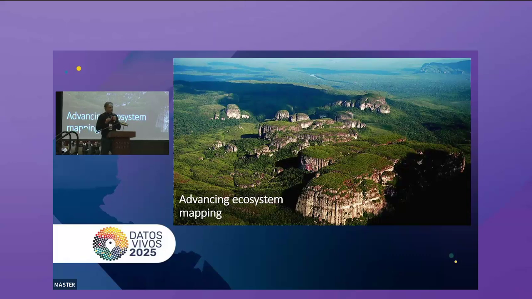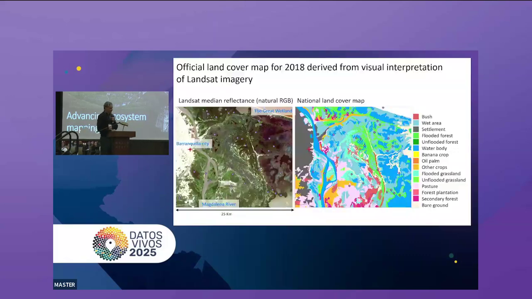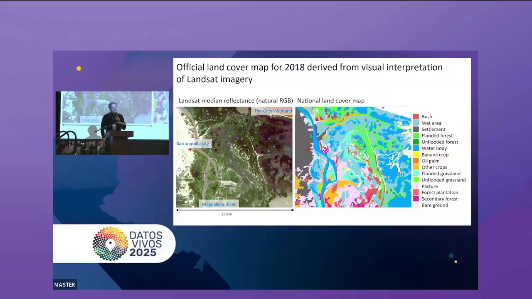We work on two fronts. The first one is advancing ecosystem mapping. I want to start by saying that the National Park System does very rigorous work mapping land covers in the country, but it's a very work-intensive process. They use highly skilled technicians to map land covers through visual interpretation of Landsat images.